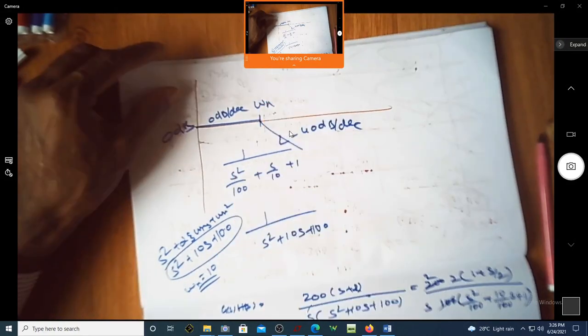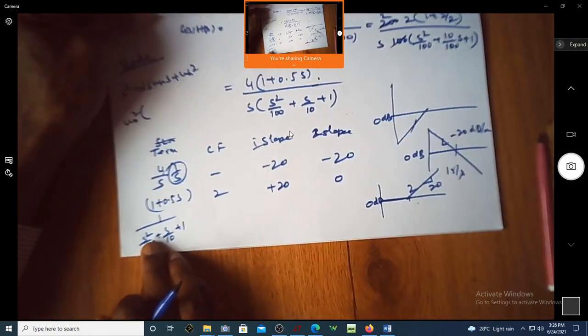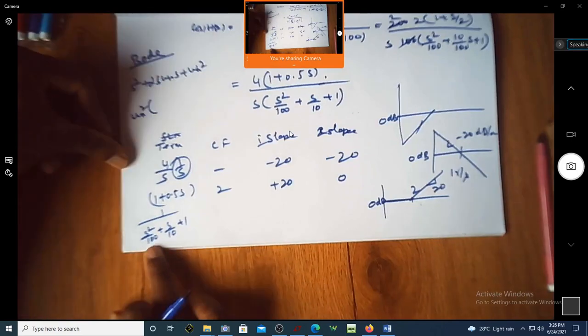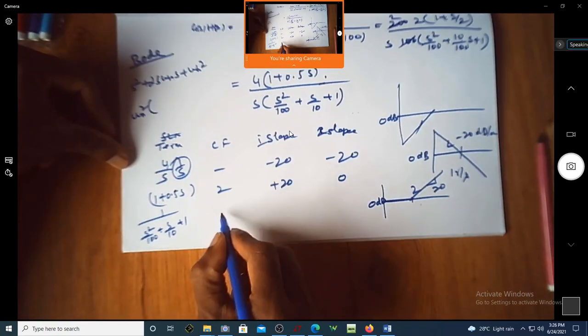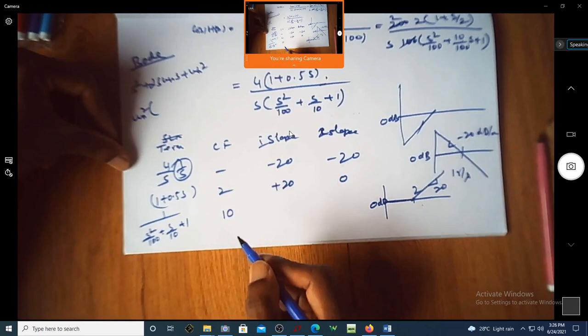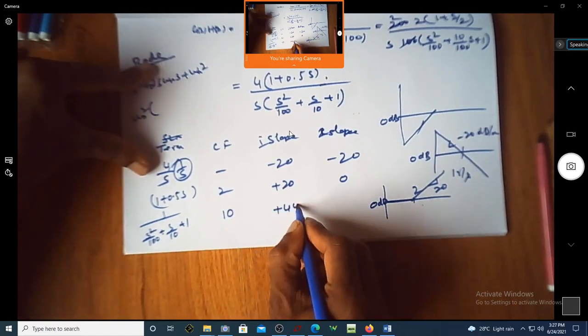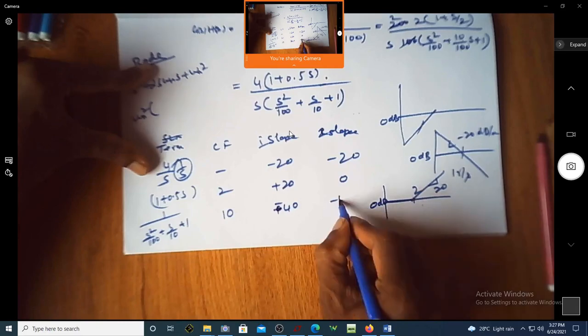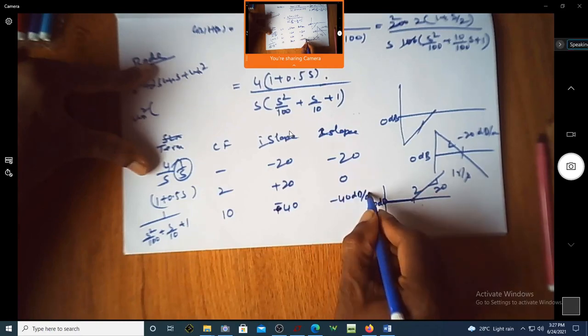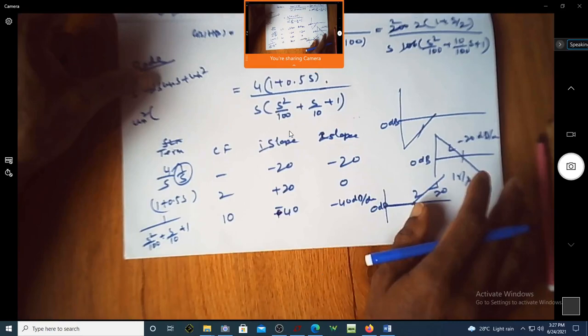After omega n. So coming to this, what is omega n here? 100, sir. Omega n square is 100, so omega n is 10. It means 10, 10. Okay, sir. So what is the integer slope? It's minus 4, minus 40. So then, is it not minus 40 dB per decade? It is, sir. Correct.